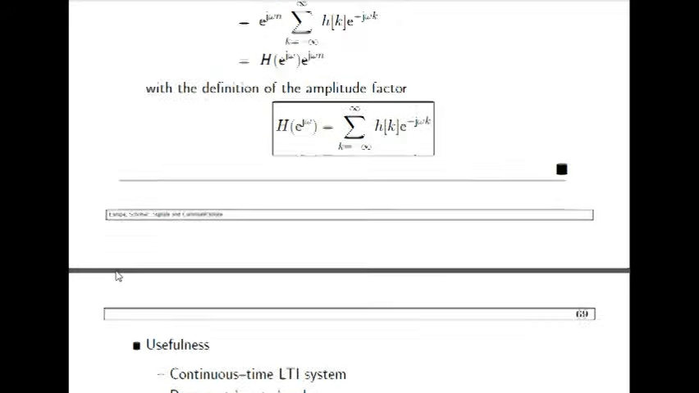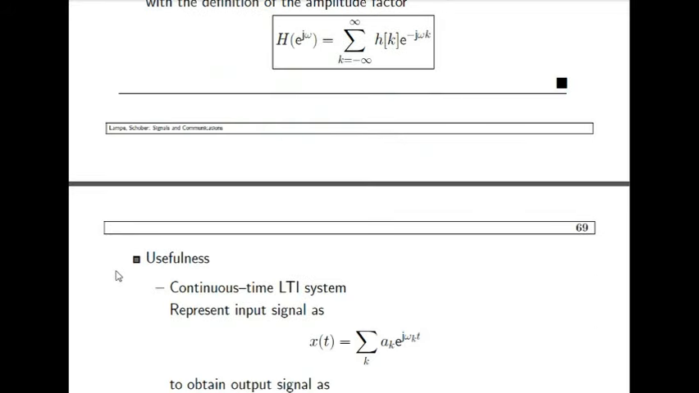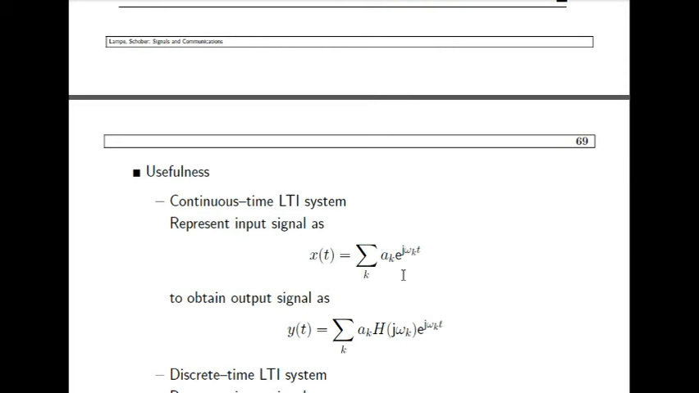Okay, keep in mind that there are two different things, H of j omega and H of e to the power j omega, where H of j omega is for continuous time and H of e to the power j omega is for discrete time. So now let's see the representation.